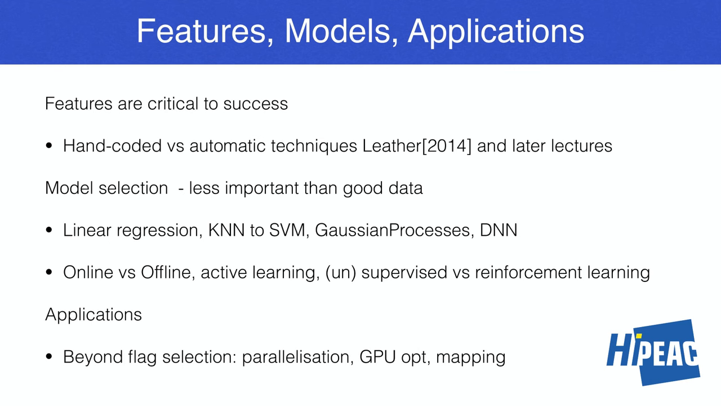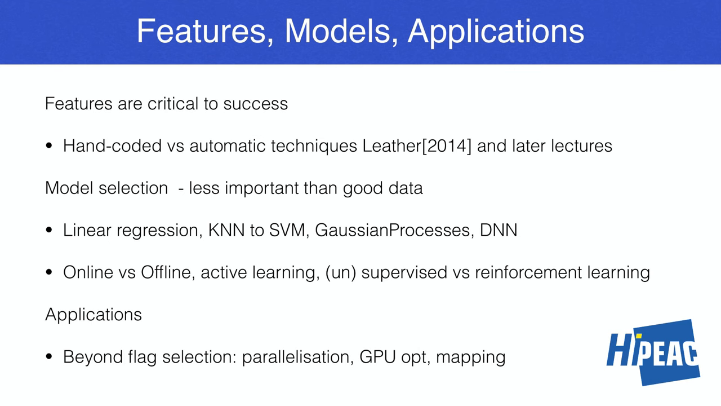Now that looks a bit odd nowadays, and what we use is really techniques such as embedding, which we'll look at in lecture 3. Model selection, people love to play with models. Actually, in fact, it's less important than the data. We don't really care about the model, it's the data that matters.